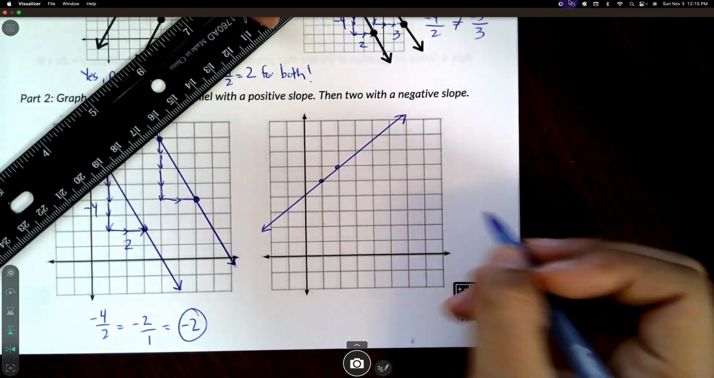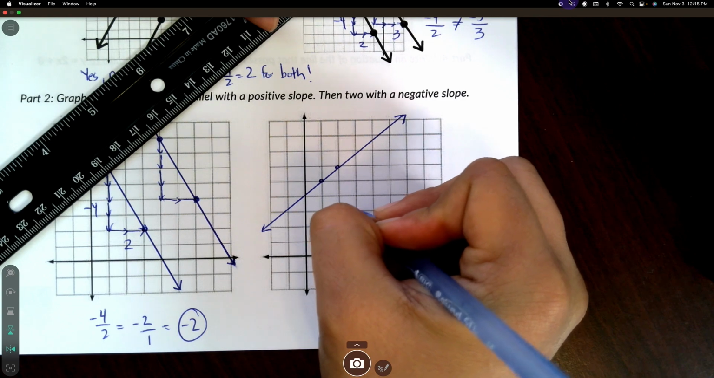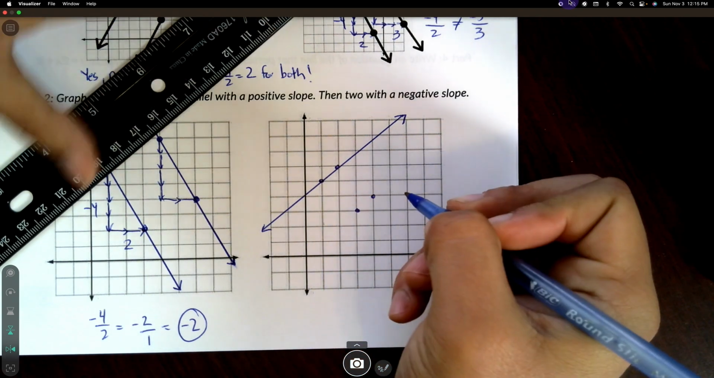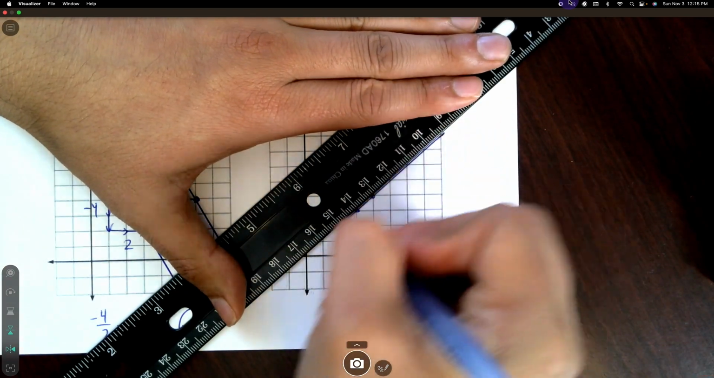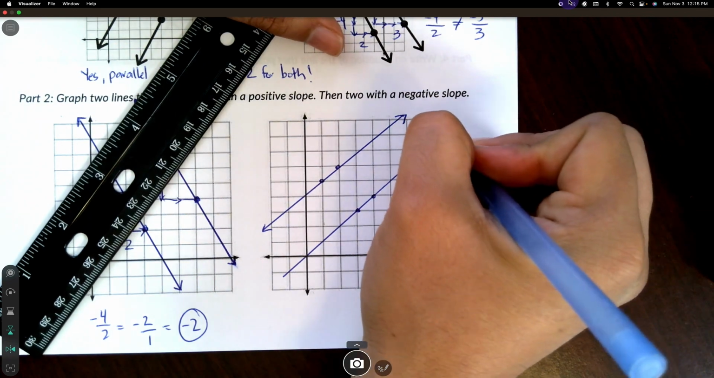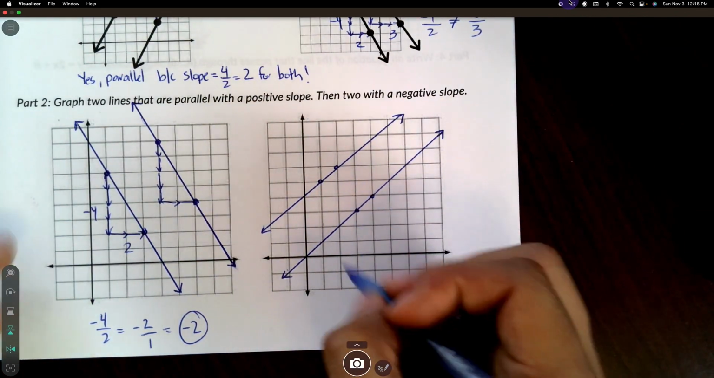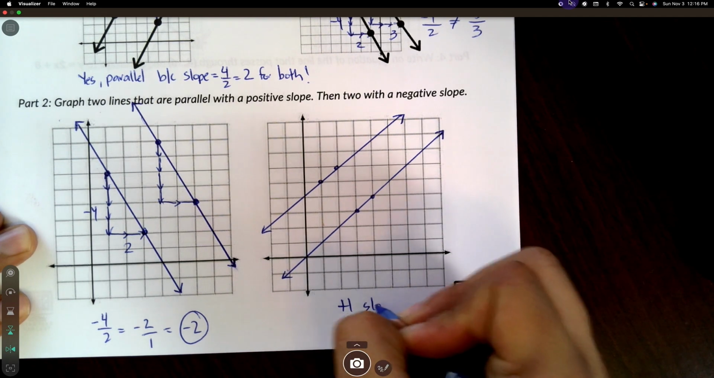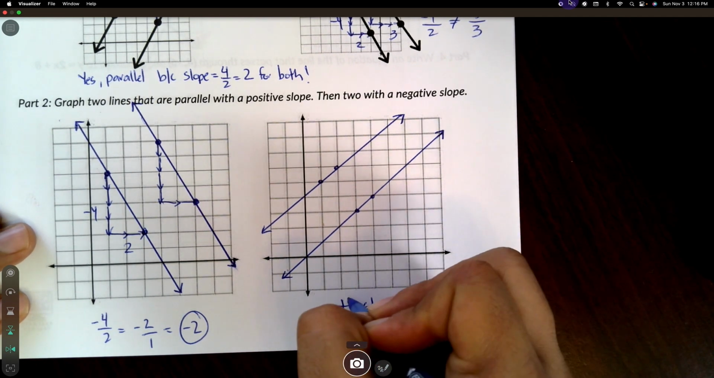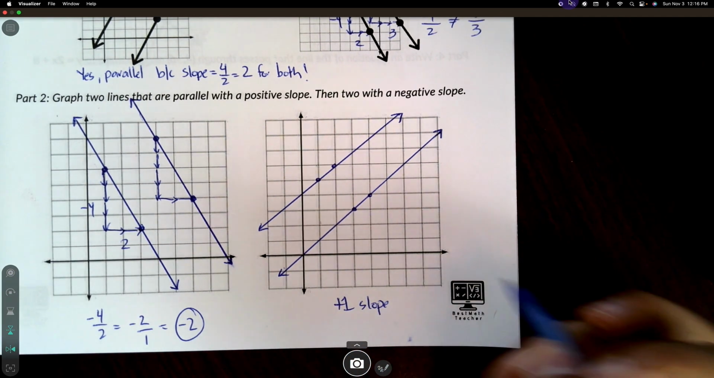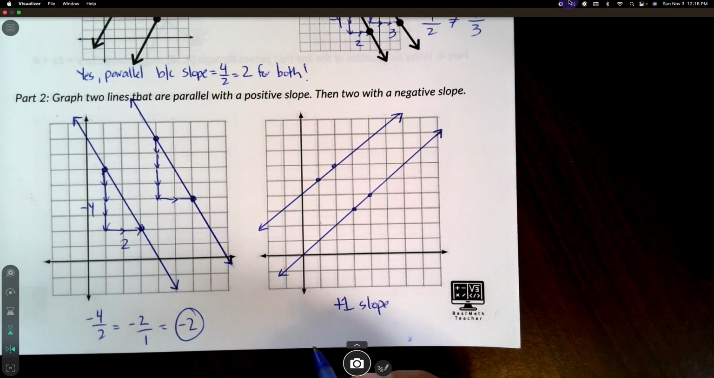And I'm going to do another one. Just pick any point. Up 1 over 1. Okay, that's it. So both of these have a slope of up 1 over 1. So this is positive 1 slope. And this is negative 2 slope. Okay.